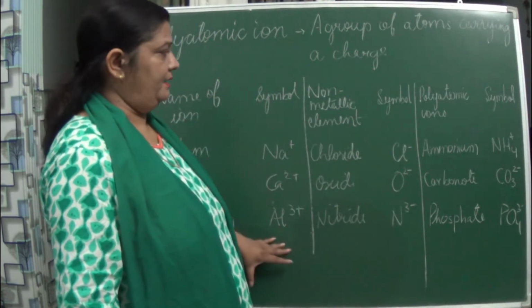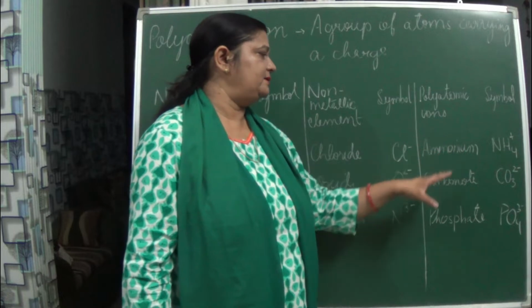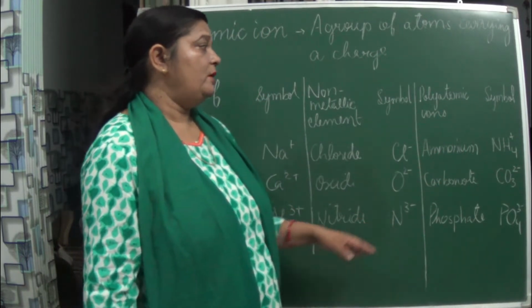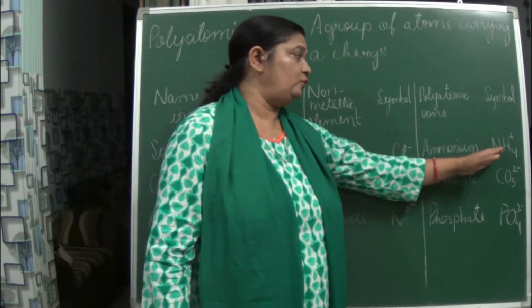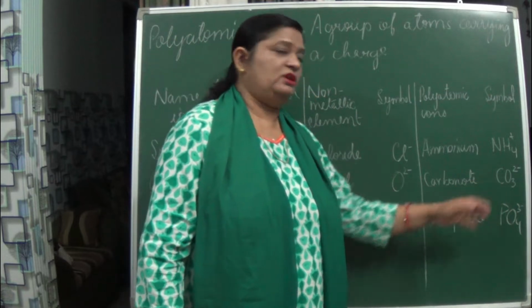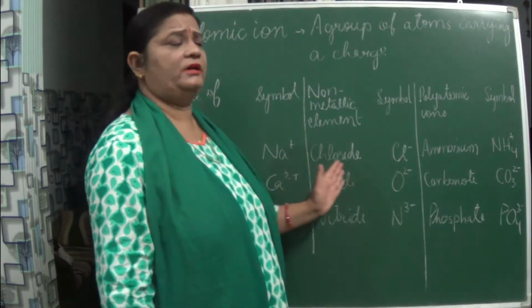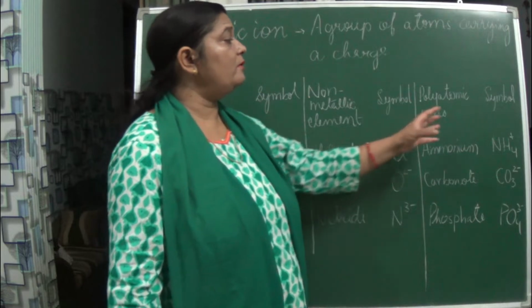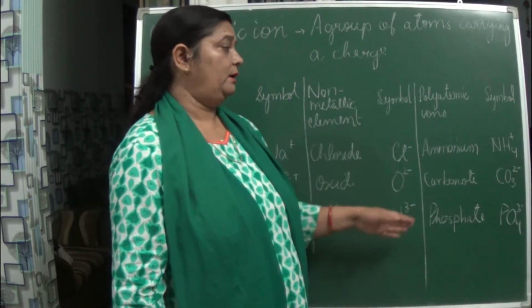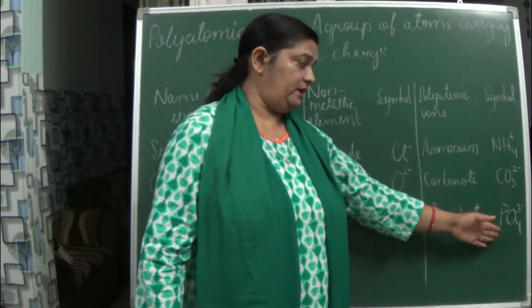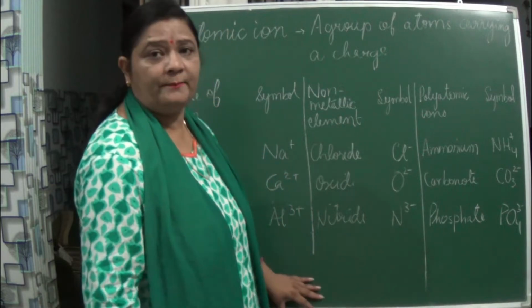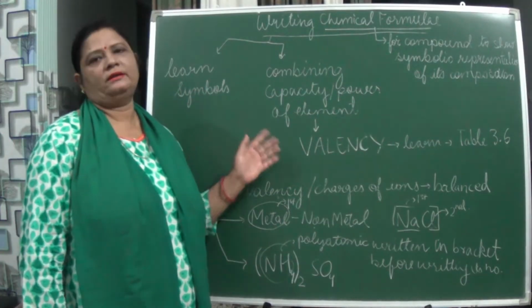These are all cations. Now coming to polyatomic ions like ammonium, carbonate, phosphate. Three examples I have taken. The symbol of the ammonium ion is NH4 plus. Carbonate is CO3 2 minus. Phosphate is PO4 3 minus. You can see something is different here in the polyatomic ions. The number of atoms is more, isn't it? Here if you count 1 plus 4, 5 atoms are there. Here 4 are there. Here 5 are there. Naturally they are polyatomic ions.